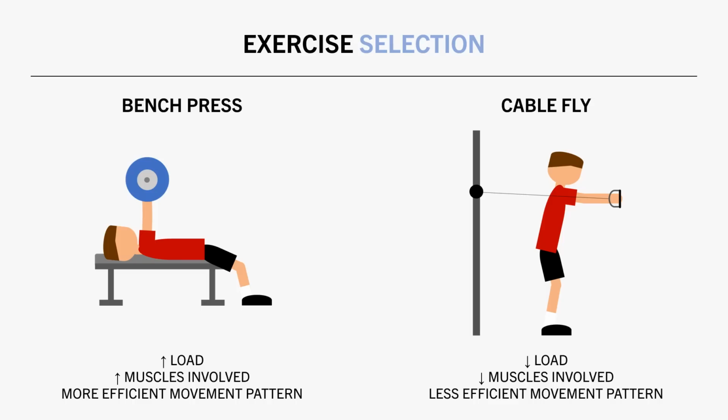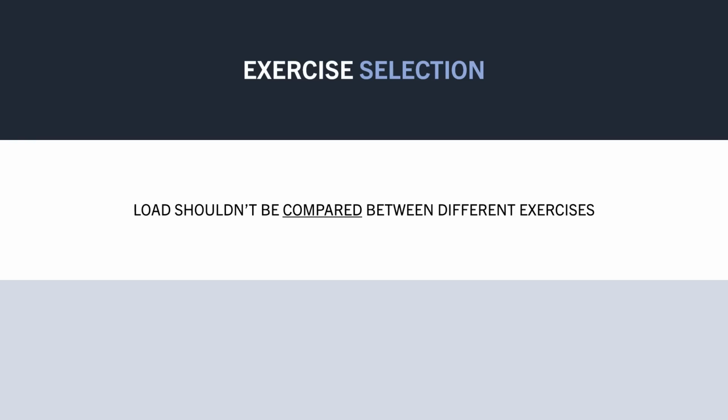Additionally, the load used with the cable fly, and any other machine for that matter, will also depend on the design of that specific piece of equipment. So quite clearly, the exercise you perform will influence how much load can be lifted and shouldn't really be compared between exercises. And like we mentioned, this isn't necessarily representative of the tension experienced by the muscle.